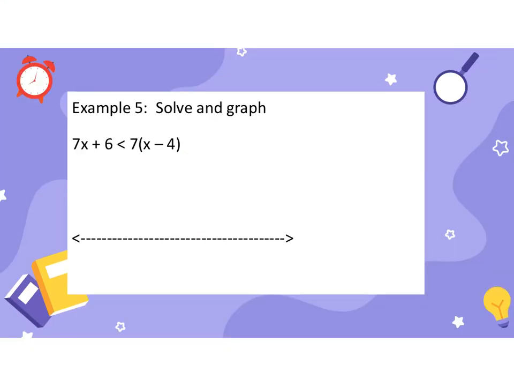Let's try. Go ahead and distribute this one out. And go ahead and get your variables by themselves. See what you get on this one. Okay, what do we do? Okay, and what did you get on that right side? Good. So 7x plus 6 is less than 7x minus 28. Next step.